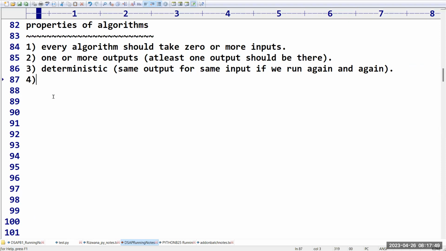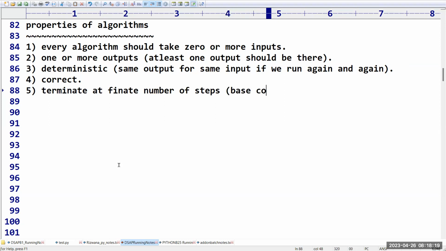Next, every algorithm should be correct. Whenever we are writing the algorithm, you have to keep in mind for what purpose you are writing it, so you have to write it in a correct manner. You should not make any mistakes. And compulsorily, your algorithm should terminate in a finite number of steps. Means there should be a base condition. Compulsory, it has to stop.